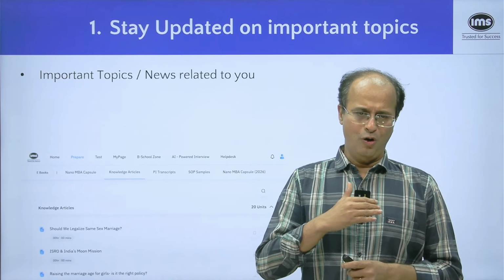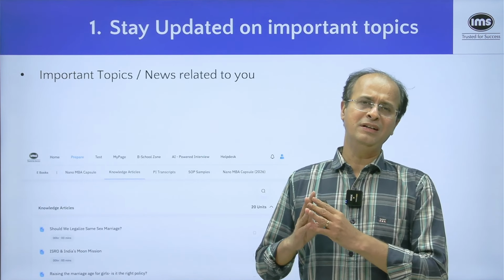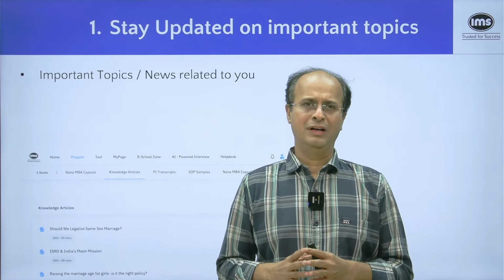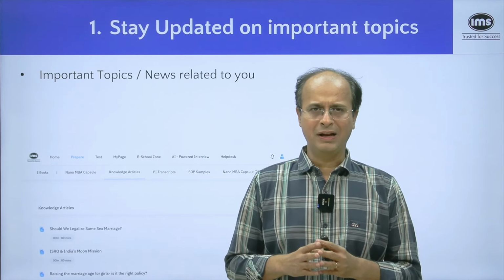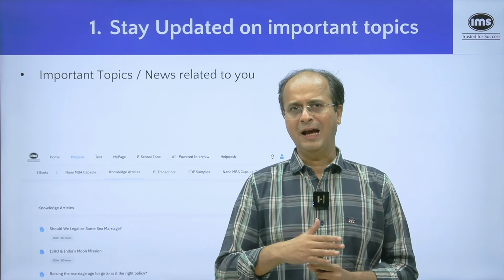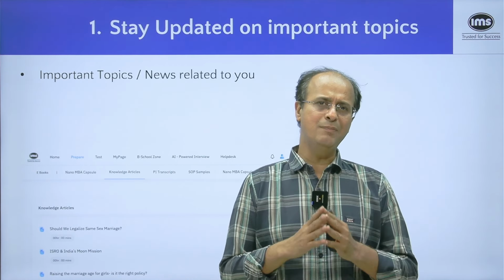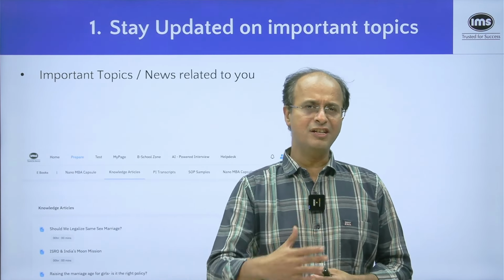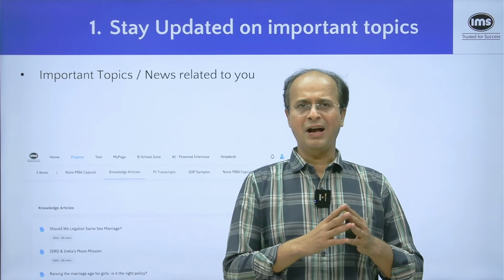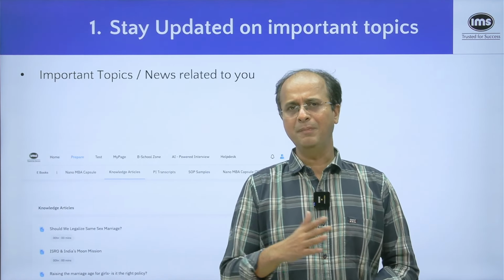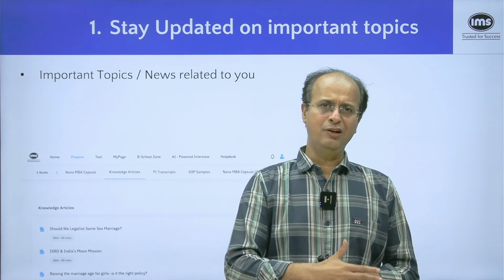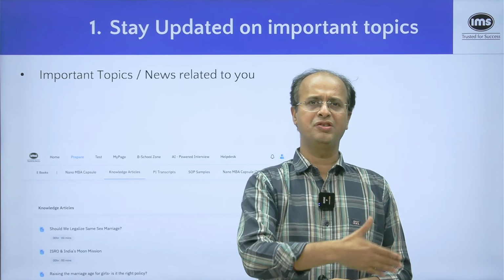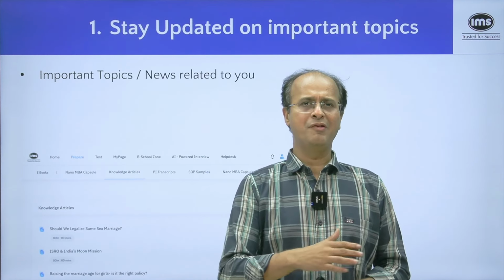Point number 1. Obviously, the most important requirement is to stay updated on the most important happenings around you. Right now, there are multiple ways of doing this, but I think the most effective time-saving method here is to refer to the ebooks provided by IMS. On your login, we have already enabled under the GD-PI course 30 important articles that will help you ace the PI round. They will help you write a great WAT, and if certain questions are asked about your opinion on certain events happening around you, you will be able to have a great answer.